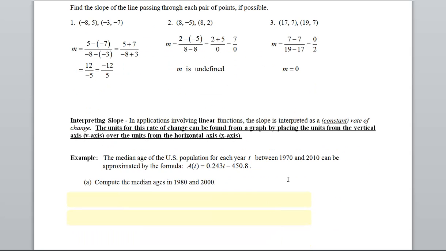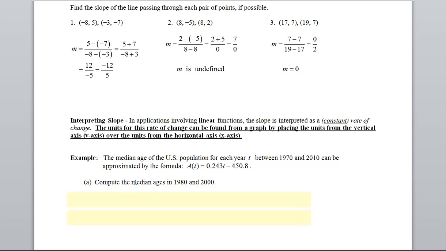And I actually mean word problems, okay? And if you've got words and you're asked to interpret, then go and see what is the y-axis and what's the x, or what is y representing and what's x representing. So I've got an example. The median age of the U.S. population for each year T between 1970 and 2010 can be approximated by this formula. So A of T, okay, age, and T is time, your year, is given by, and this is linear. Here's my slope, and here's my y-intercept.